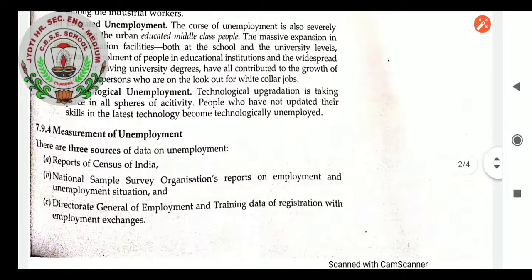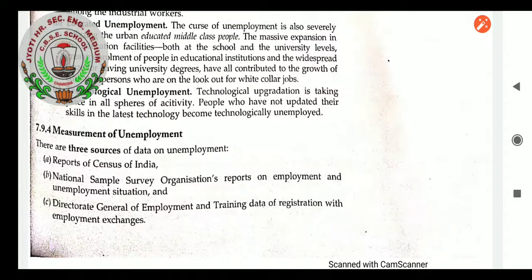In the last video, students, we talked about technological unemployment. Now I am proceeding with the measurement of unemployment. There are three sources of data on unemployment. For measurement, data is needed, so how do we collect this data?